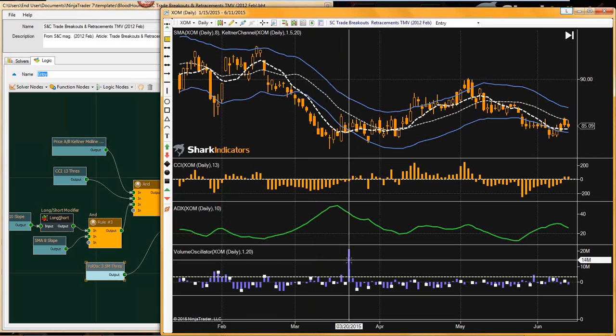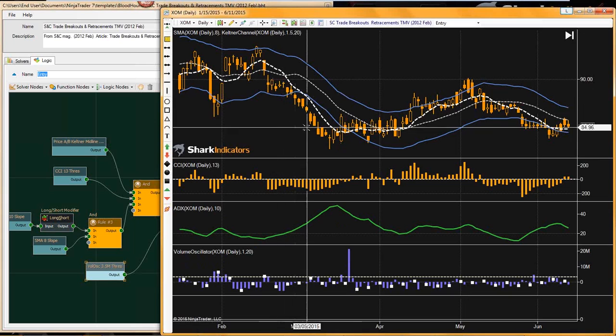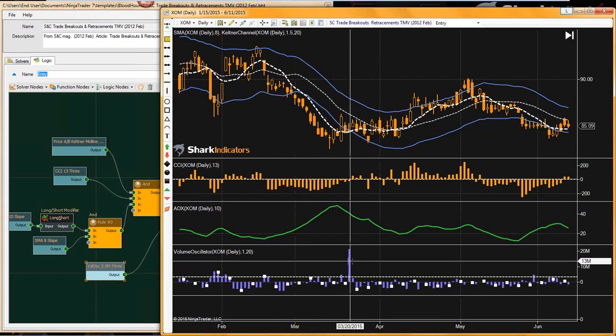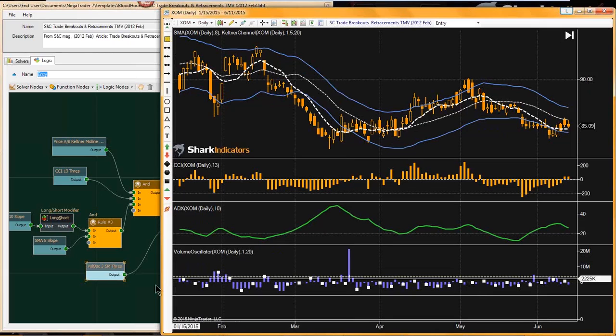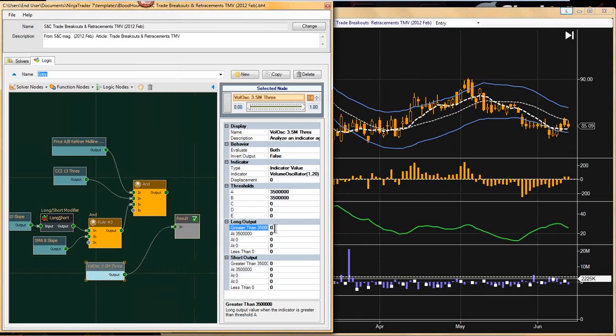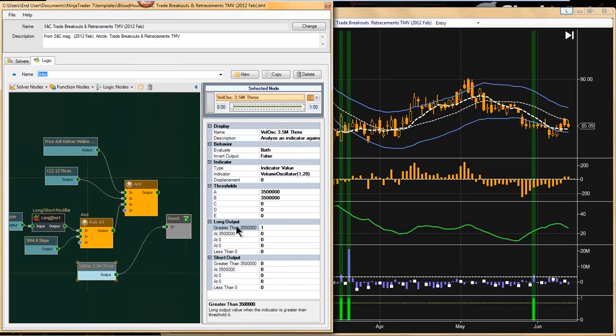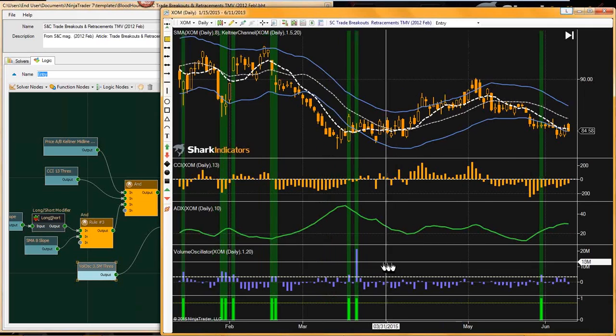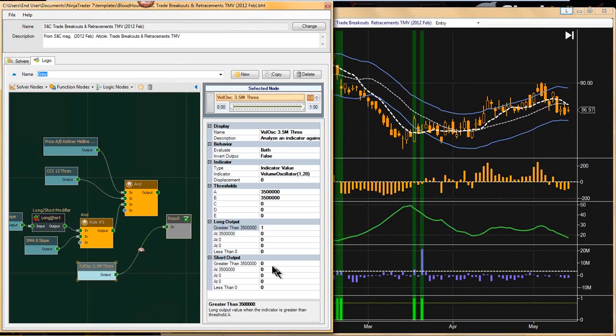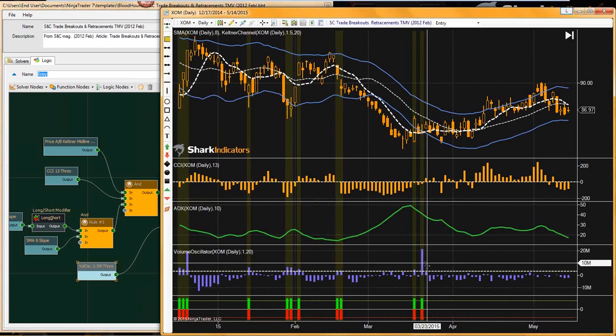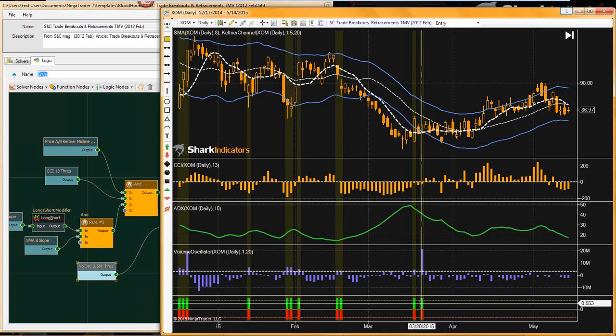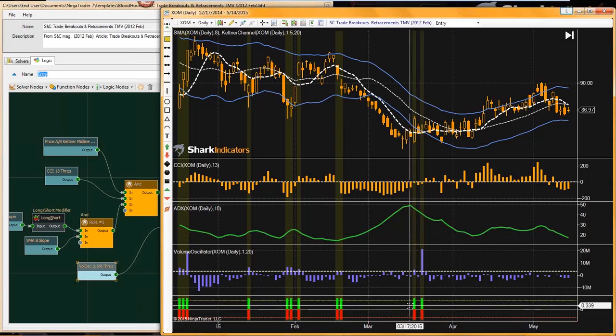So these volume spikes, you can get a volume spike on a downtrend and on an uptrend. So once again, volume has nothing to do with direction. Volume is non-directional. So we want to get a long output when the indicator spikes above 3.5 million, and we also want to get a short output when it spikes above 3.5 million, right? Because that volume could be a buying volume spike, or it could be a selling volume spike. So we need both a long and a short output.